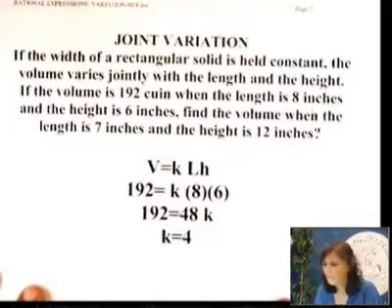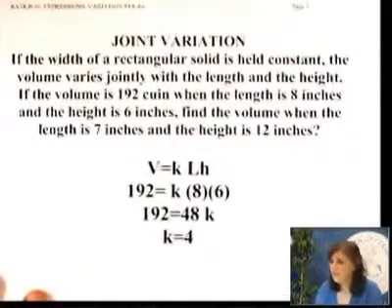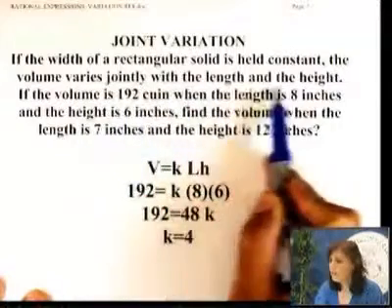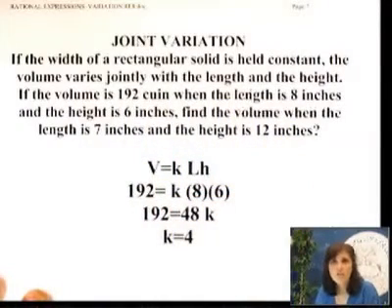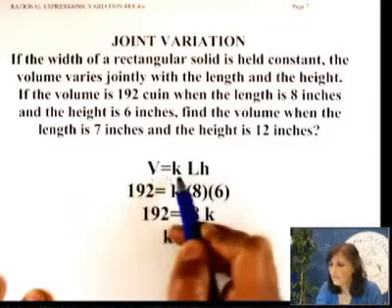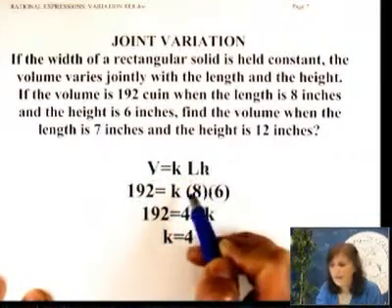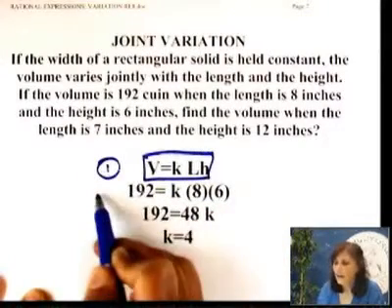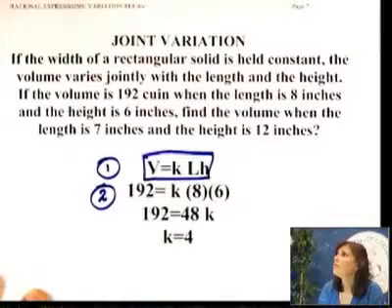So let's look at that. If the width of a rectangular solid is held constant, the volume varies jointly with the length and the height. It didn't say inversely, so that means it's direct variation. V equals volume varies jointly with length and the height. Here's my formula, step 1. Now I plug in the numbers to step 2.